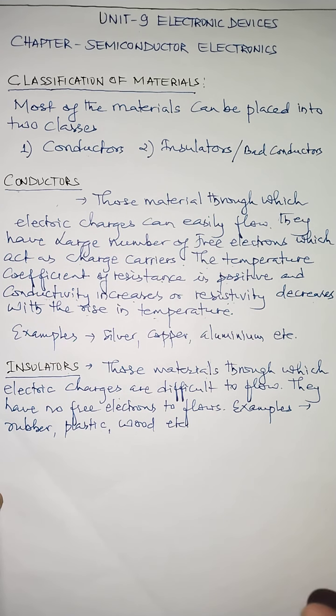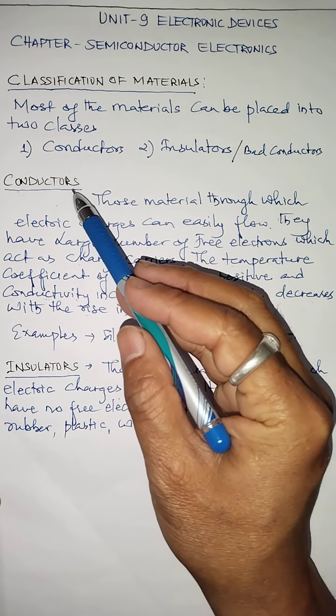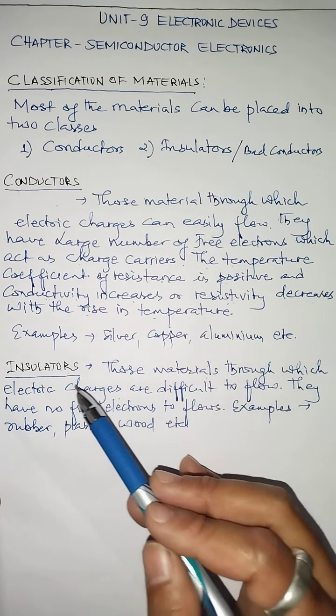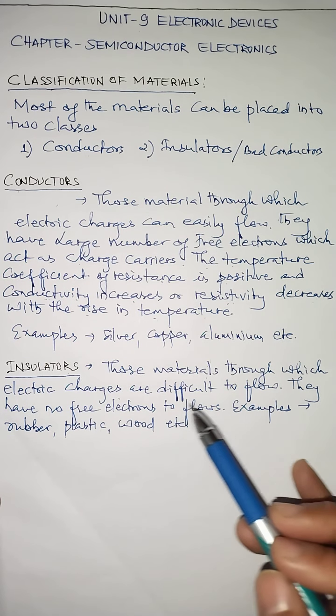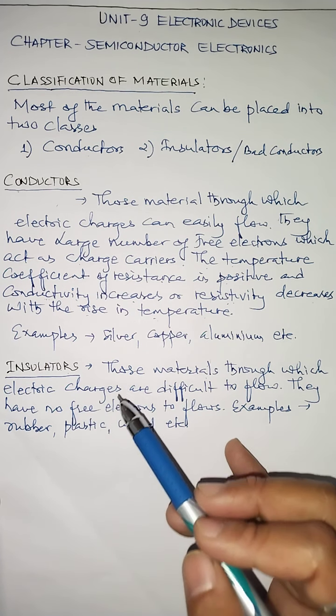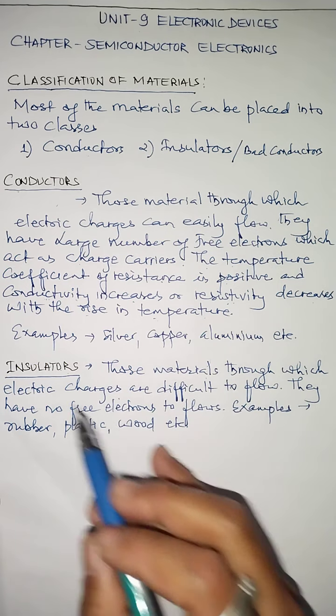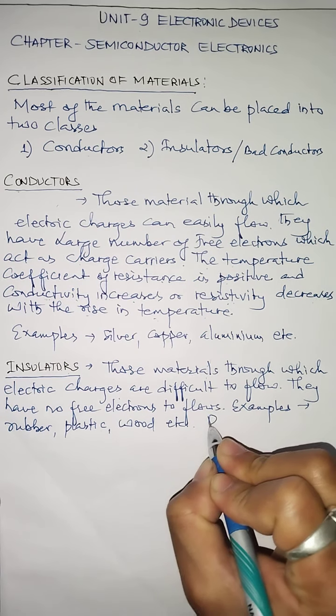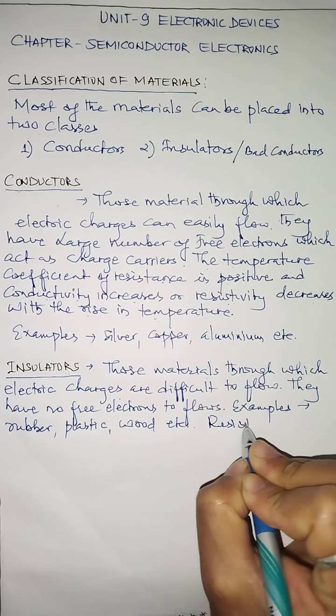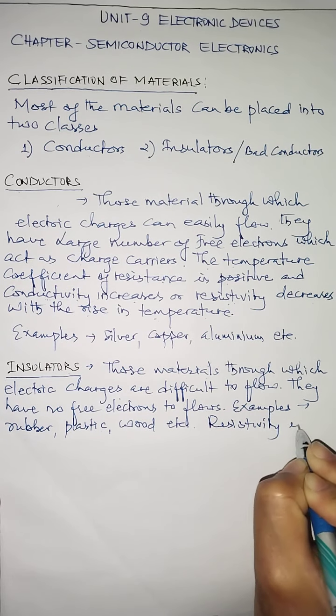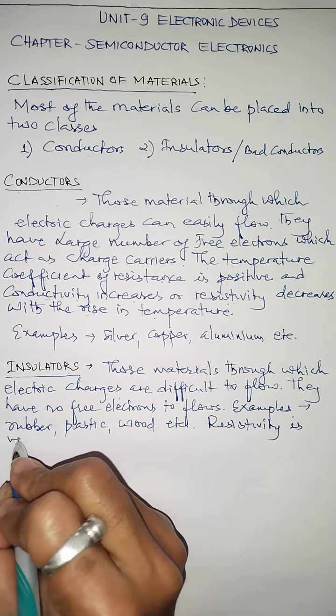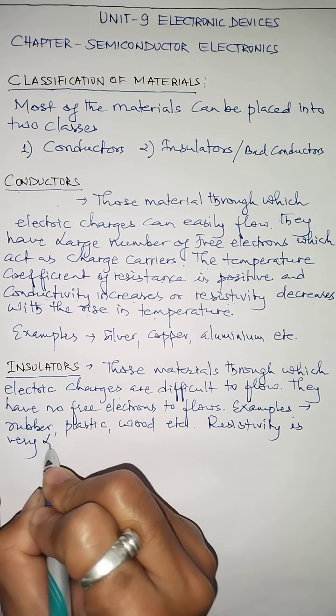There are certain materials whose conductivity is intermediate, or lies between the conductor and insulator. In a simple way, a conductor has large conductivity, whereas an insulator has almost no conductivity. Why is there no conductivity? Because it has very large resistivity.